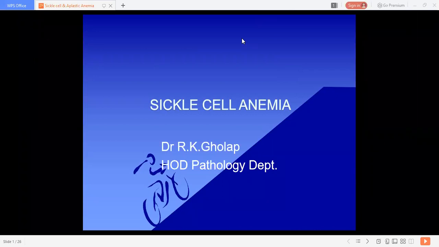So hemoglobinopathies are of two types. The first type is alteration in the amino acid structure of the polypeptide chain of the globin fraction of hemoglobin, and commonly it is called abnormal hemoglobin. And this sickle cell anemia is of this type, that is alteration in the amino acid structure.